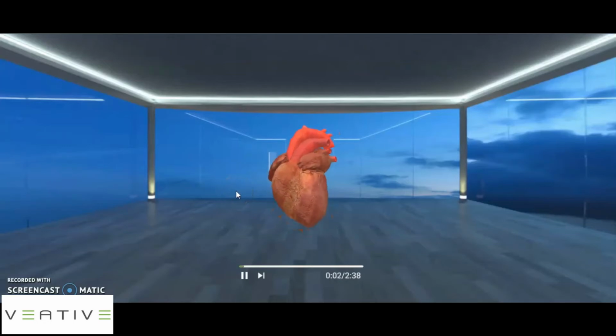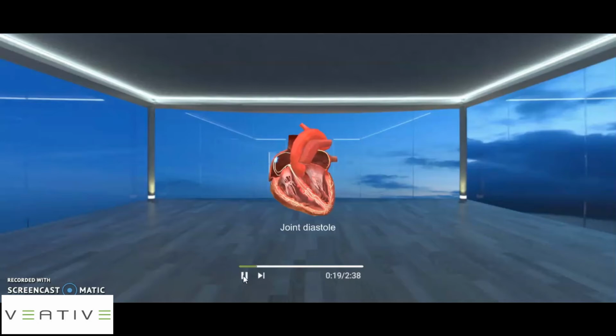Do you know that the human heart beats more than 10,000 times a day? The sequence of events that occur to complete one beat is called the cardiac cycle. At the beginning of the cardiac cycle, all four chambers of the heart relax, and this condition is known as cardiac diastole or joint diastole.